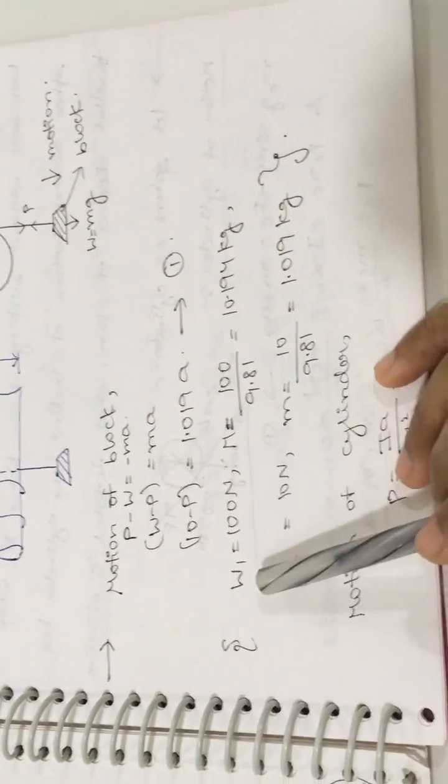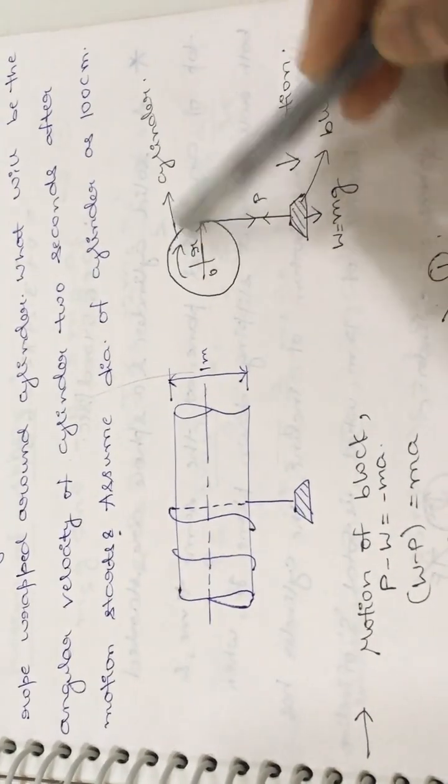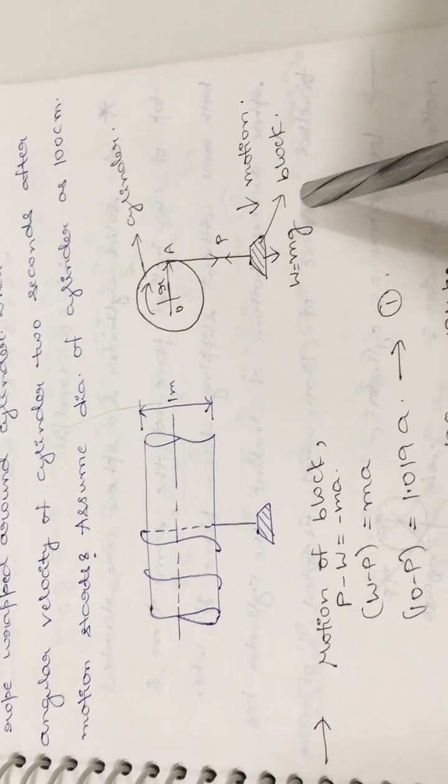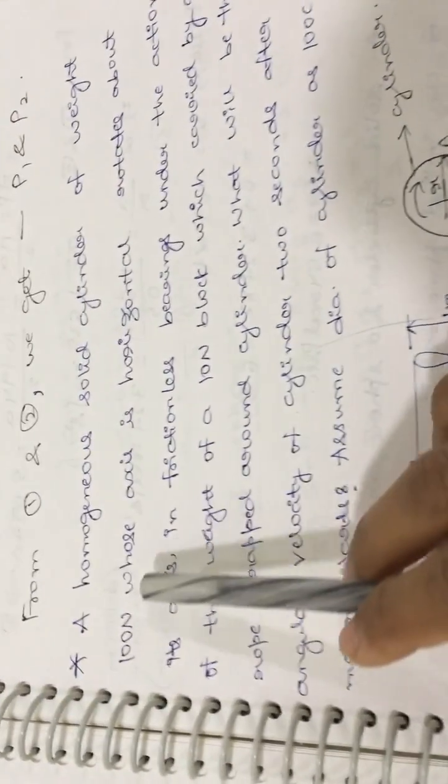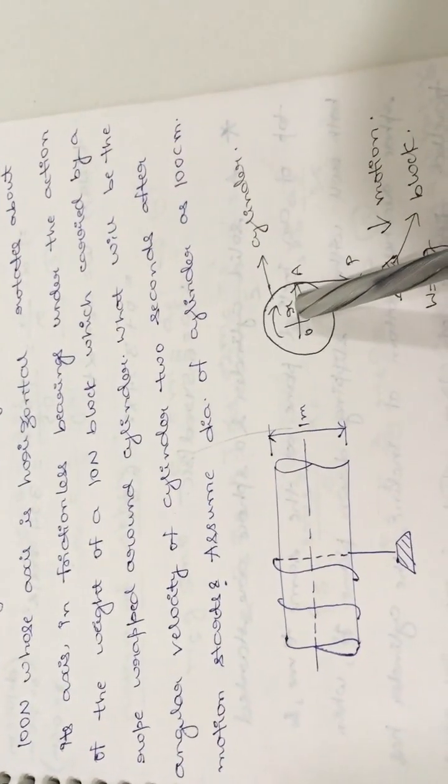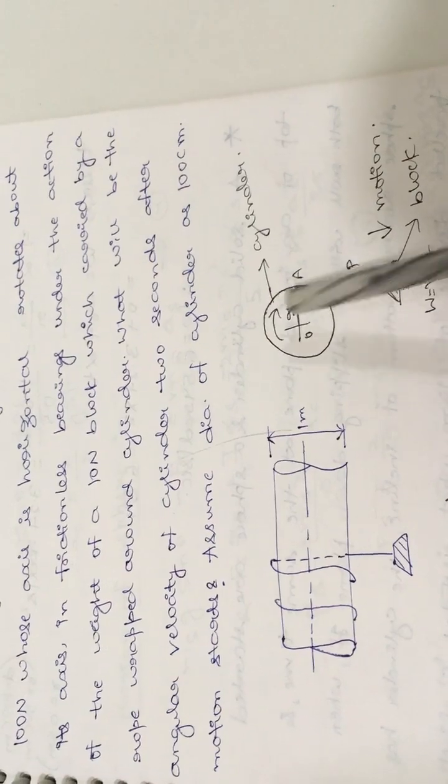So here W1 is equal to 100 Newton. From that weight we can calculate the capital M value. This one is the cylinder and this one is the block body. From the weight value of the cylinder we can calculate the mass value, capital M, for the cylinder. From W1 equal to 100 Newton, we calculate the capital M value as 100 by 9.81, and we get it in kilograms.